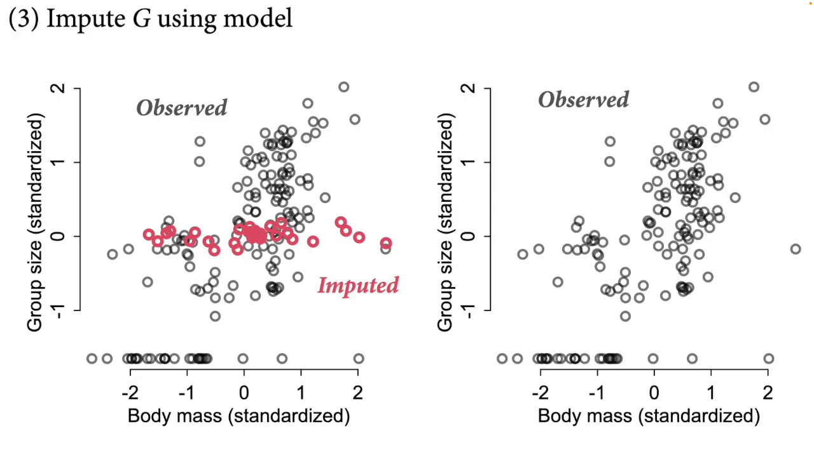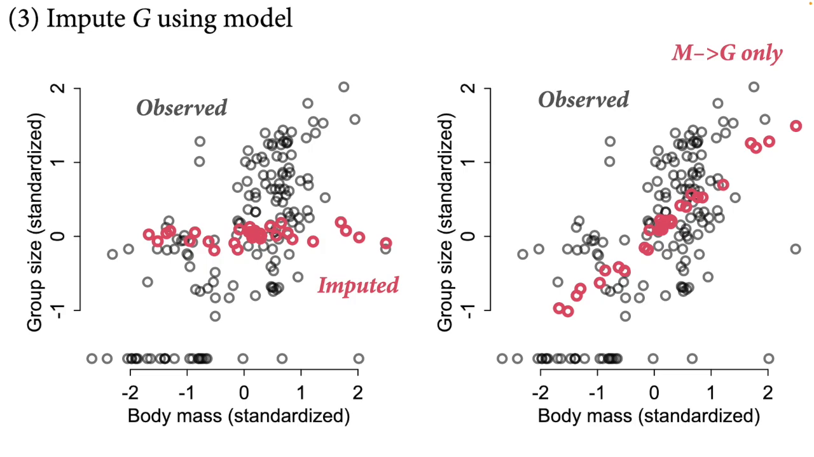So let's do that. Let's layer in on the right. I'm going to layer in the other effects. Here are the imputed values, the posterior means of the imputed values for the model that only considers the influence of body mass on group size, ignoring phylogeny. You can see now it captures the trend. It follows a regression line that's clumsily drawn through all those points.